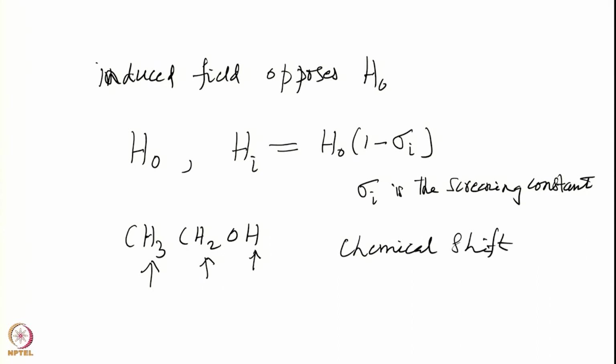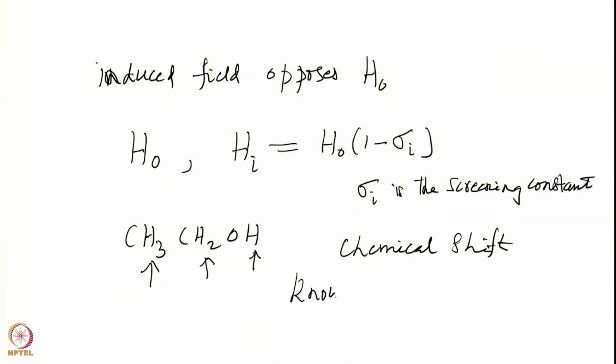Now you will see that this depends not only on the screening constant but also on H0 itself. However, what the chemist or the biologist is interested in is not the H0 dependence but the environment dependence. You want to characterize the sigmas. The sigmas are very characteristic of the electronic environment. Therefore knowledge about sigma gives you knowledge about the structure.